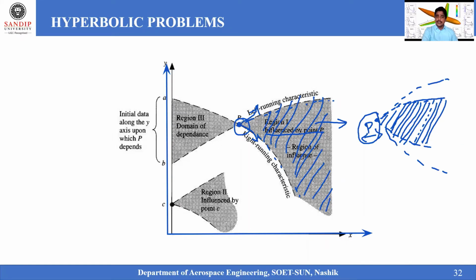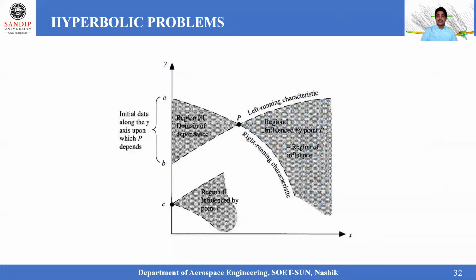Now the question comes: it is completely dependent on the point P, so if I move the point P, this is definitely going to change. What we initially did was, from the point P, draw the characteristic lines, one left-running characteristic and one right-running characteristic. Based upon the point P, region 1 is getting influenced. Now, so far from the point P we have moved in the positive x direction. From the point P, let us move in the negative x direction.